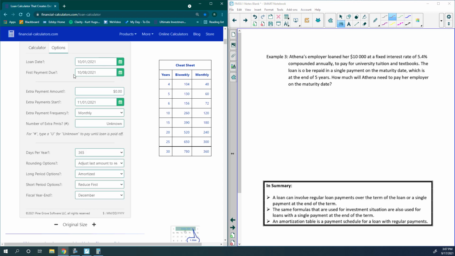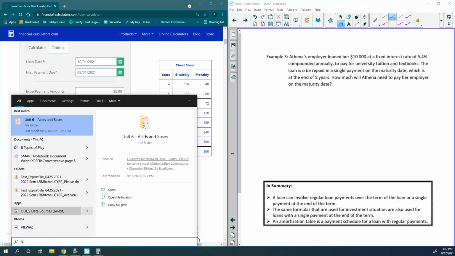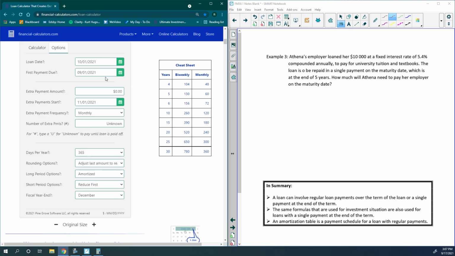and for the dates, I'm going to make it the lifetime of the loan, because again, I have my start date, but then my first payment isn't going to be made until the very end of this loan. So we're doing it 5 years later. So we've got 10/01, and then 5 years later would be 2026. So let's try that again. 10/01/2026.